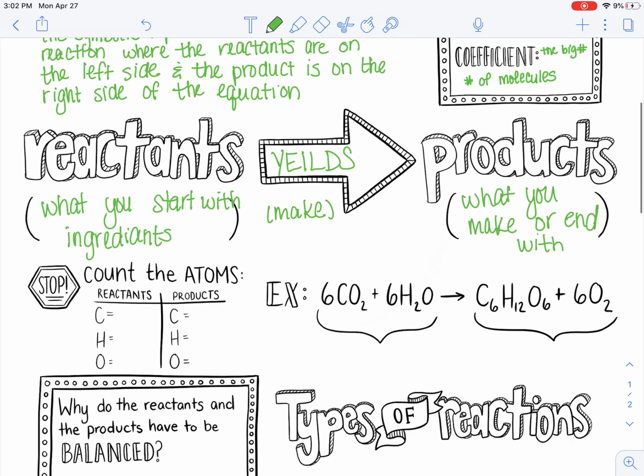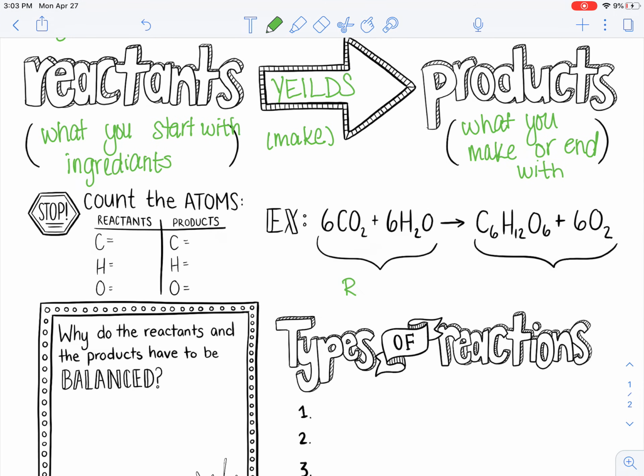Okay? So if we look at this example over here, we have our reactants on the left, and we have our products on the right. And it wants us to stop and count our atoms, just like we've been doing. Only now we're going to count everything on the reactants side. So if we look over here, carbon. Carbon has no subscript, but there are 6 of those molecules, so I have 6 carbon atoms. Hydrogen, I have 2. So 2 times that 6 coefficient means that for hydrogen I have 12.